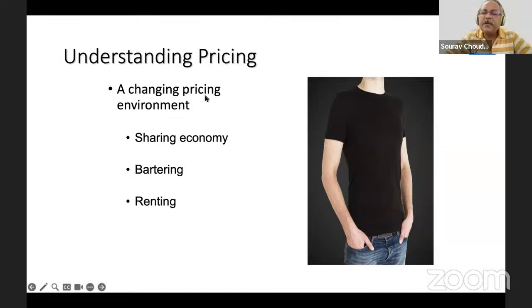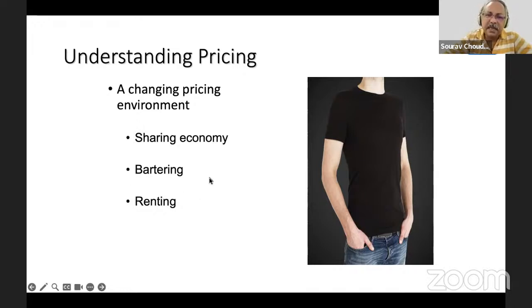So the changing price environment, the price environment on this earth has changed a lot. There's something called sharing economy. Sharing economy is basically if you're traveling through an auto, through share cabs, or even staying in PG accommodations, hostel accommodations, so on and so forth. There are a lot of sharing economy models nowadays. Even bus services and train services, you're sharing the service.